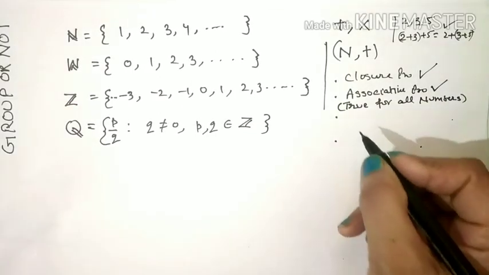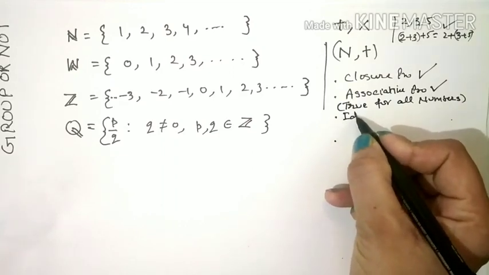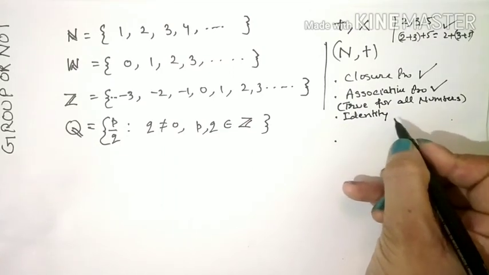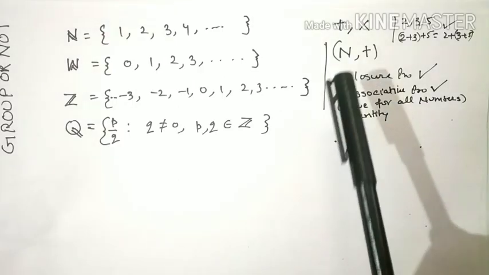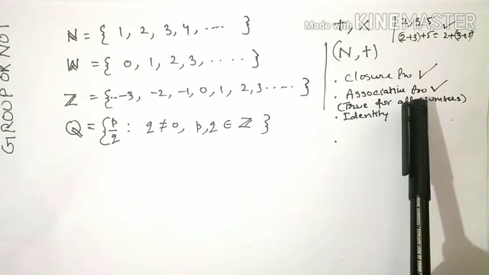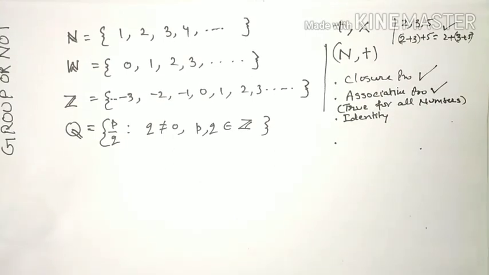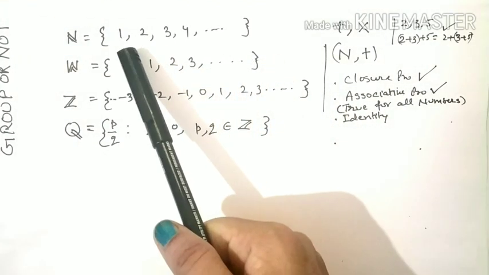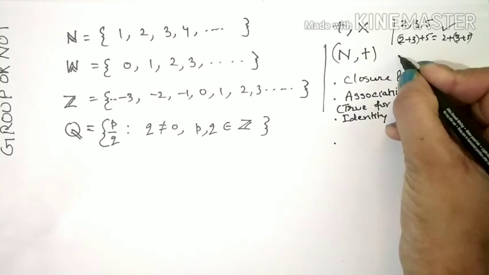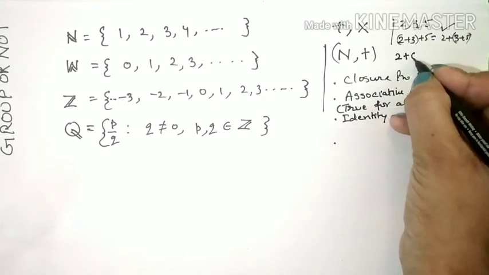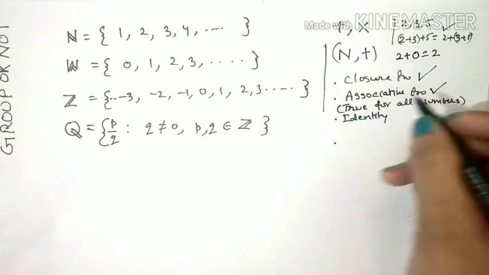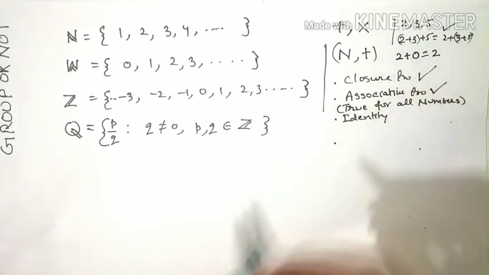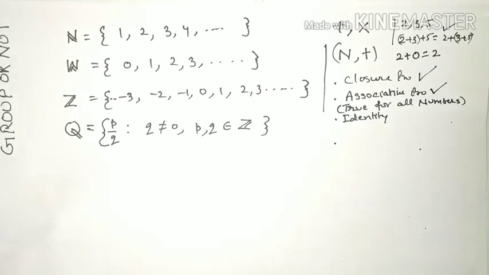Now come to the third property, that is existence of identity. So we have to have some identity element in the set of natural numbers. What is the identity element for plus? This is 0, because it is the number which when added to any number gives us the same number. That means what is that number which can be added to any number and the answer does not change? That number is 0 for addition. 0 is also known as the additive identity.